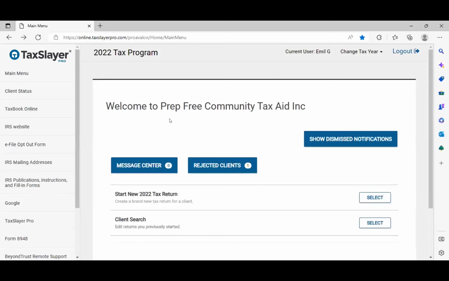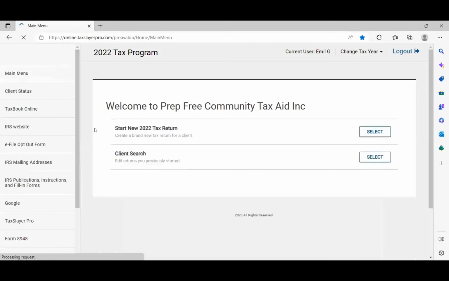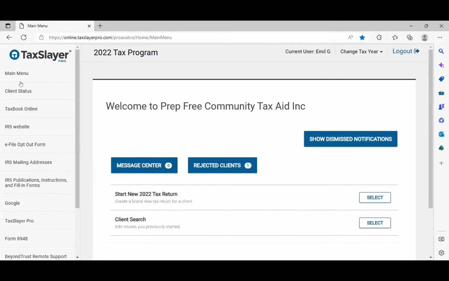But before we go there, I want to show you what's towards the left of the screen here. So again, we're in the main menu section. If I were to click that, guess what? We're back at the main menu. Okay. Client status. We can click this. And again, it's a shortcut to what you saw before in terms of the status of all the returns that have been processed to date or being processed.